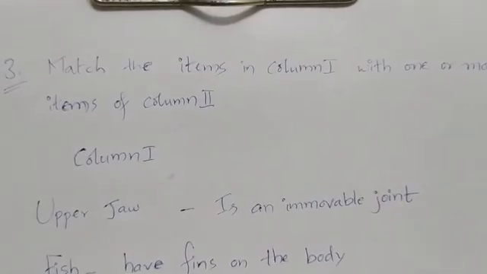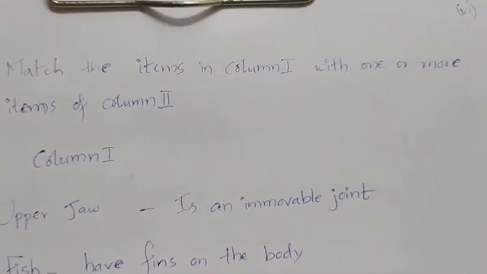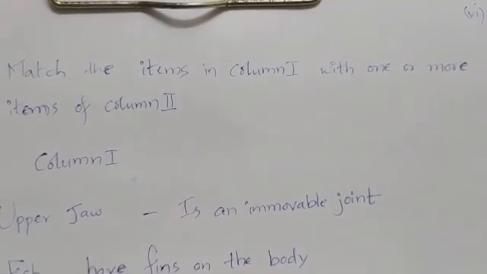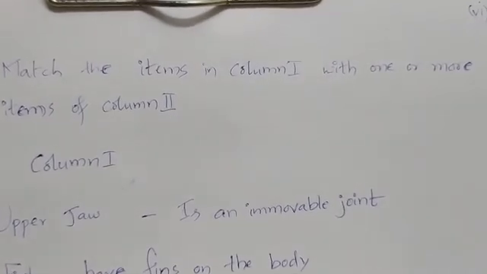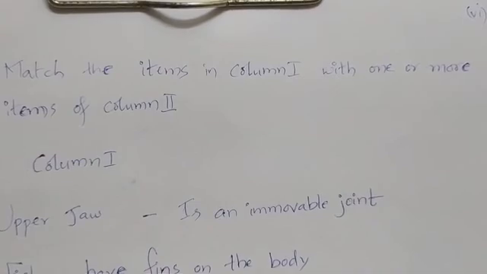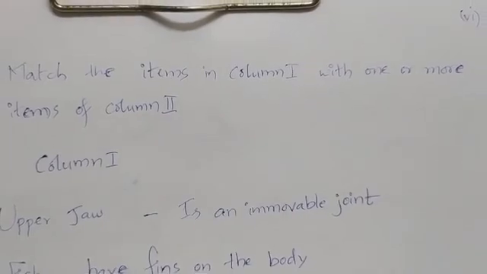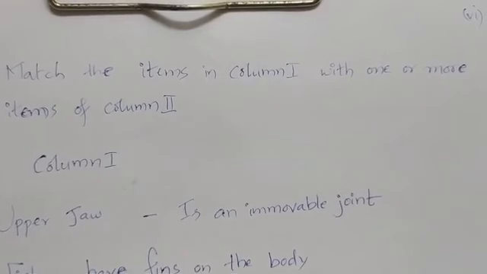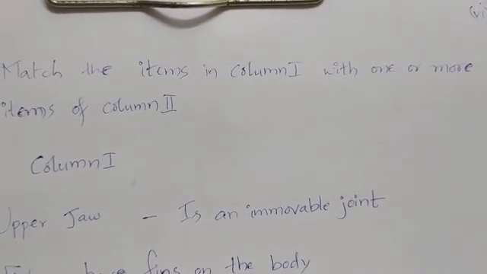Third question. Match the items in column 1 with one or more items of column 2. Don't think that the items in column 1 will match with only one item of column 2. They can be matched with one or more items also. Here in column 1, upper jaw, fish, ribs, snail, cockroach are given. Let us take the first one, upper jaw.